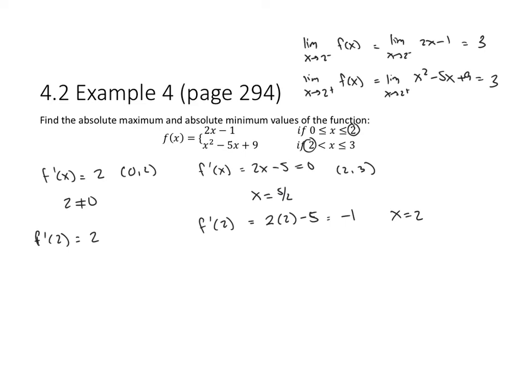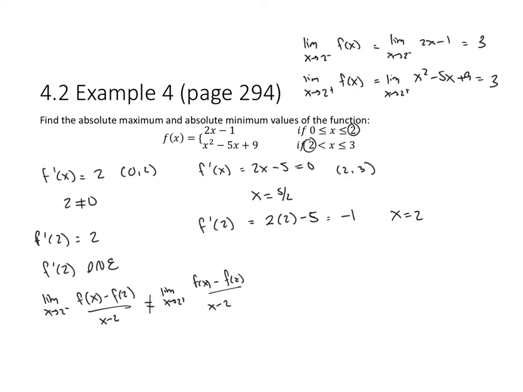That's a really important concept that we need to pay attention to here. F prime of 2 does not exist because the limit as x goes to 2 from the left of f of x minus f of 2 all over x minus 2 does not equal the limit as x goes to 2 from the right of f of x minus f of 2 all over x minus 2. So we have two critical values and 2 endpoints to look at. So let's take a look.